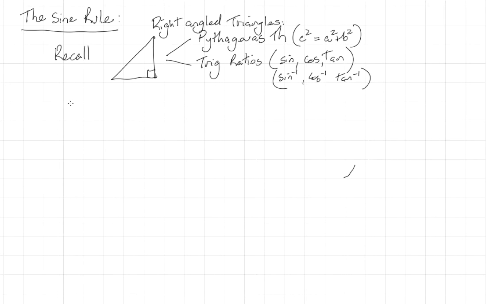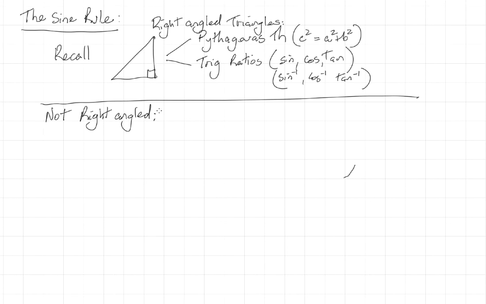But what happens if we've got a triangle that is not right-angled? So we need to have a strategy for solving them as well. One of those rules is the sine rule.